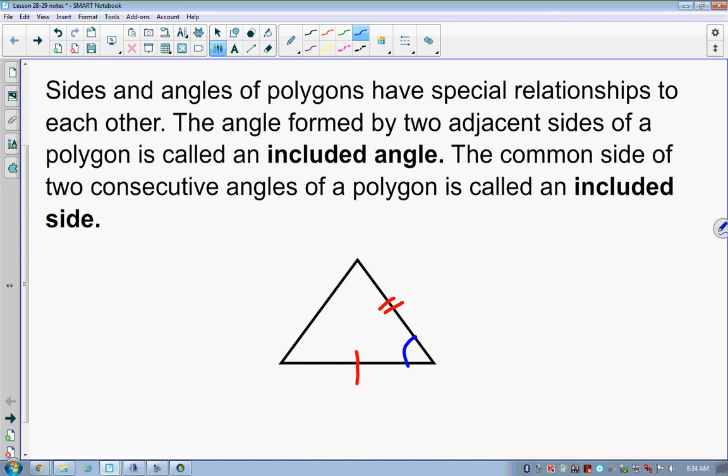So if I had another triangle, it could be flipped around so that I'm looking at this. But if this side is congruent to this side, my two tick marks are congruent to my two tick marks, then the angle that is between them, if those things are congruent, then I can prove using side angle side that those two triangles are congruent to each other.